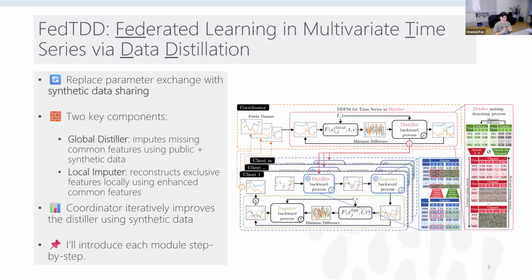The framework has two main modules. First is the distiller. The global distiller is trained on the public dataset and also on the synthetic outputs, learning to impute missing common features. And second, the imputer reconstructs its exclusive features guided by the improved common features. This process repeats over multiple rounds. The distiller gets stronger, and in turn, each client can better impute its local data. I will introduce each module step by step, so don't worry about this structure.